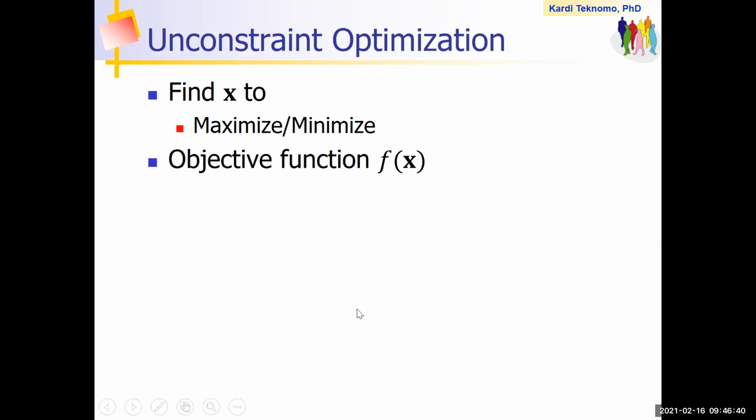Now, operations research is about optimization. There are two parts of optimization. One is called unconstrained optimization. The other one is called constrained optimization. Have you learned calculus before?